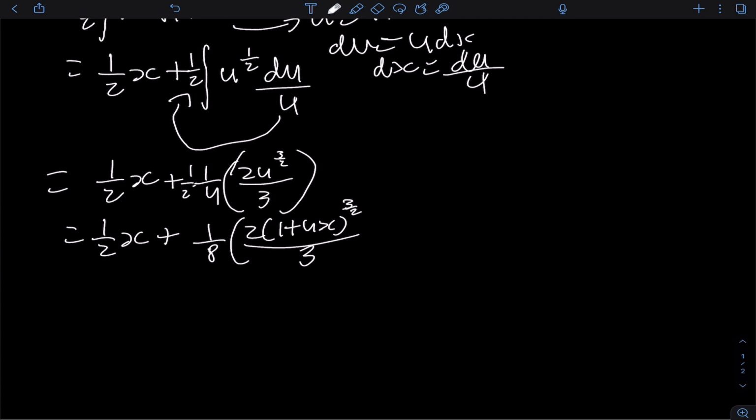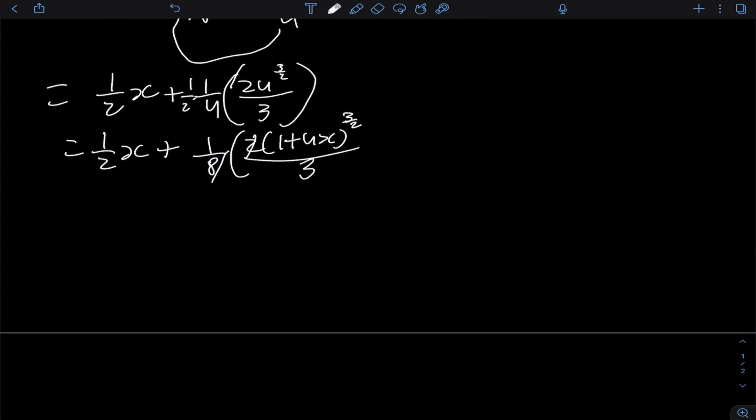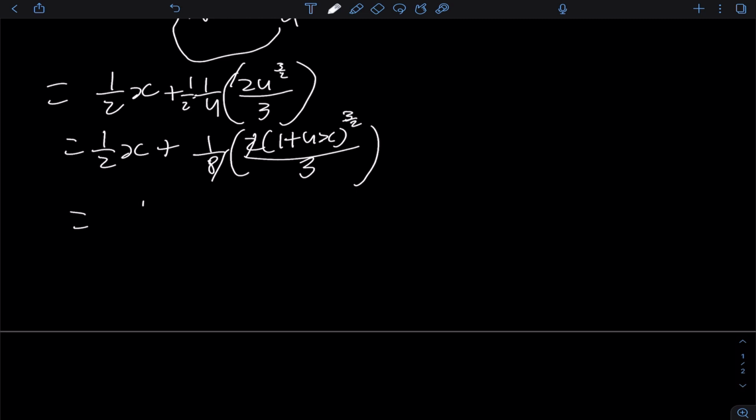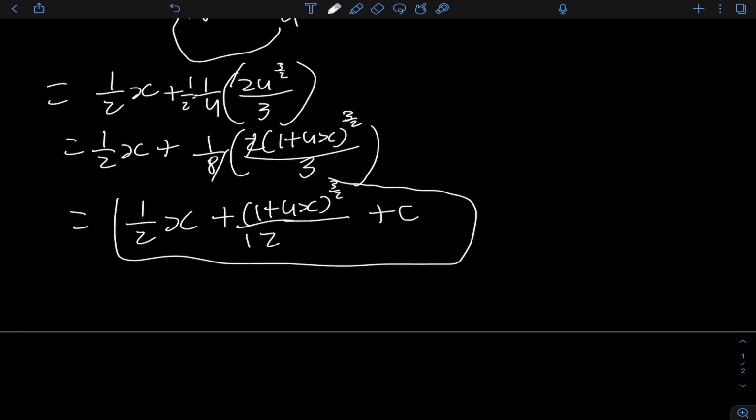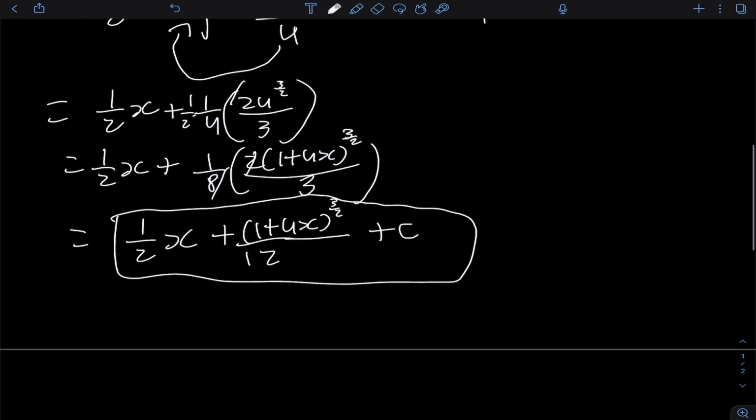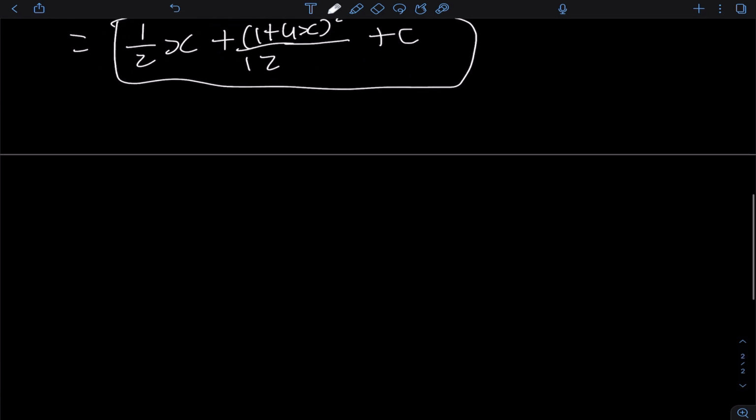What we see is that we can cancel this out. It becomes 1/4. 1/4 times 1/3 is 1/12. So our final answer is 1/2 x plus 1/12 of, and then let's just put this on the numerator here, 1 plus 4x to the 3/2 power, and we can put a plus c. So this is our answer for this first nested integral problem. Now let's look at the second problem, which is a bit easier.